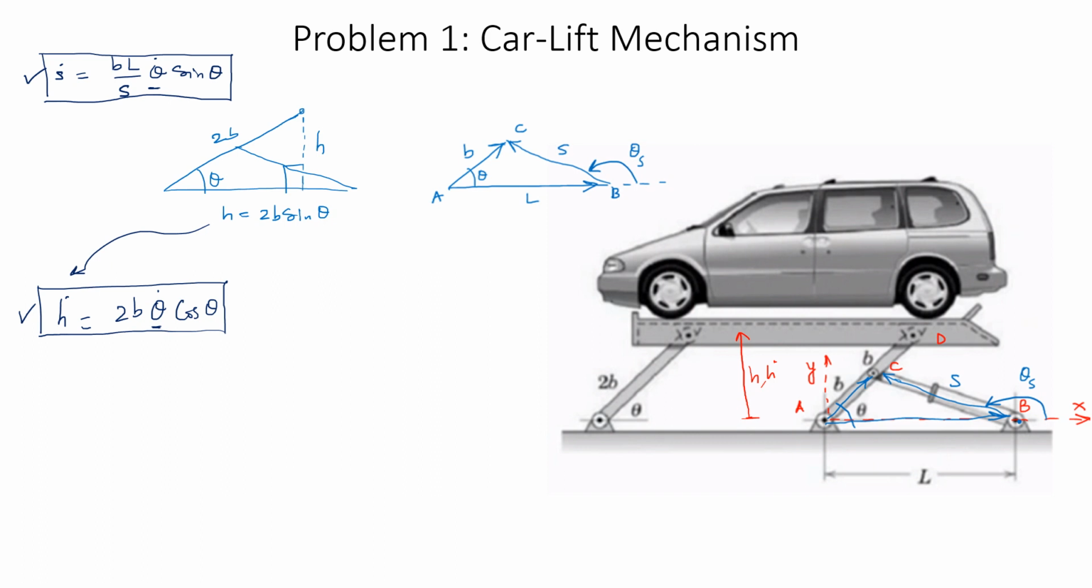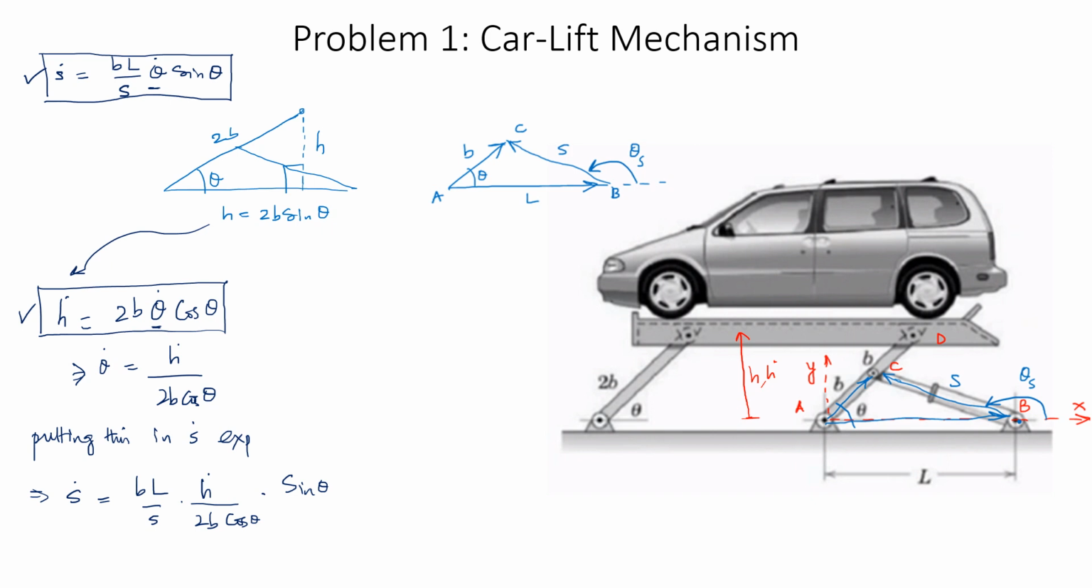So h dot can be rewritten like this, like you have theta dot. This would mean that theta dot is equal to h dot over 2b cos of theta. So plug this value back into the s dot expression. So putting this in the s dot expression, this would mean that s dot is equal to bl over s, and then this whole expression h dot over 2b cos of theta times the sine of theta.